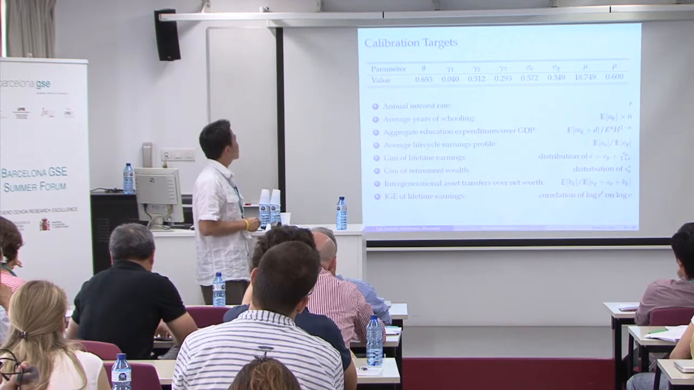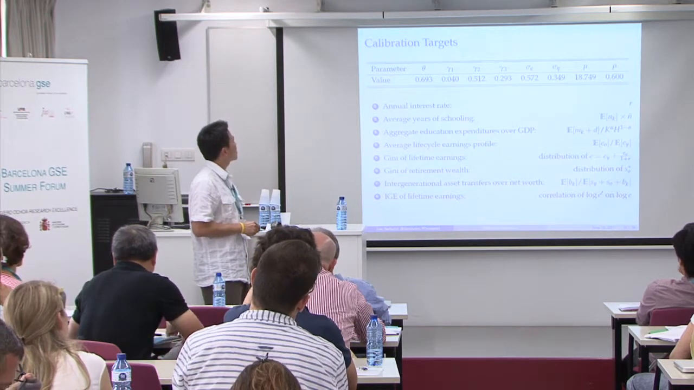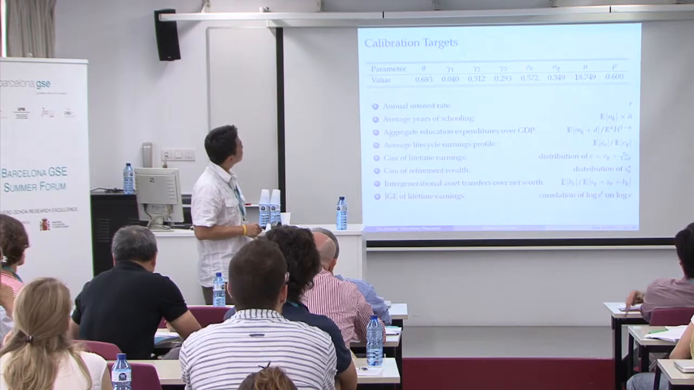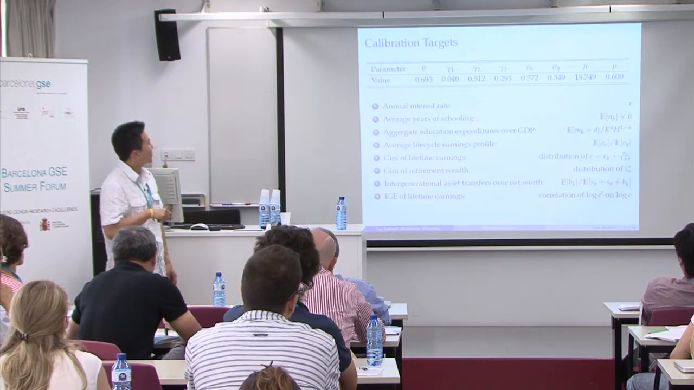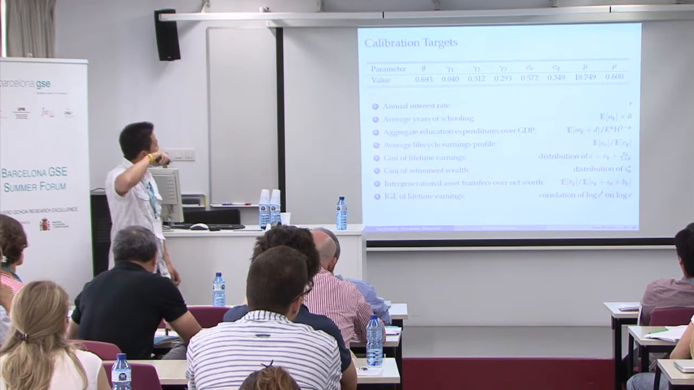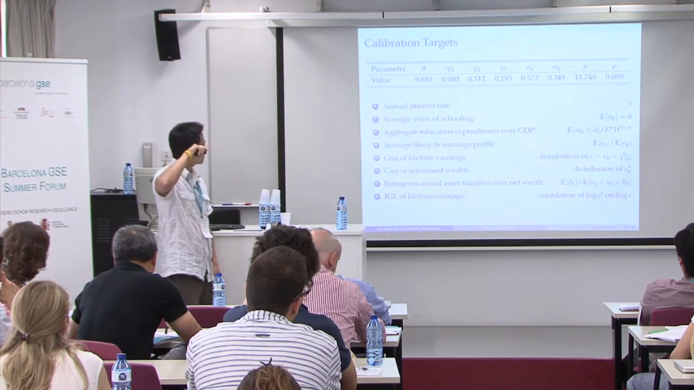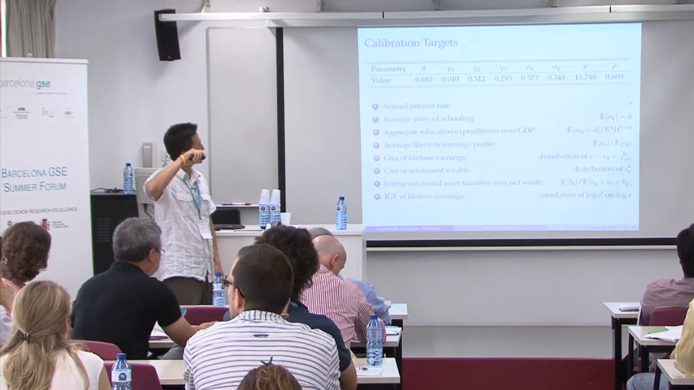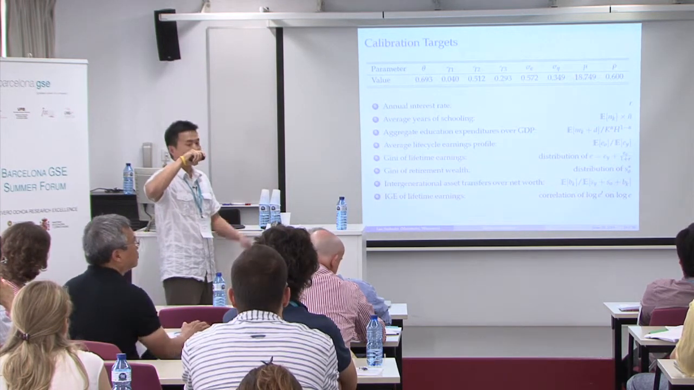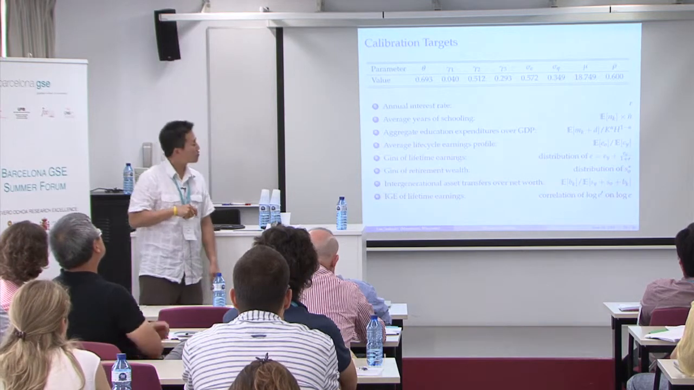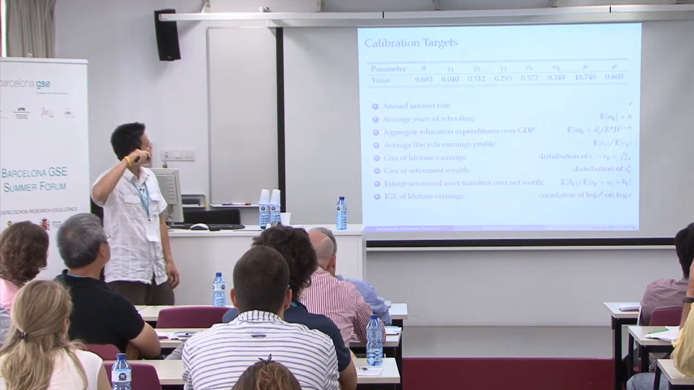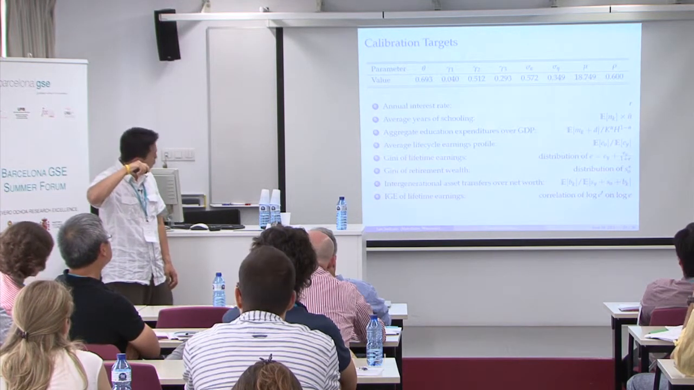So basically, we're trying to calibrate these 8 parameters to match these 8 moments. Okay? The annual interest rate is standard. For the average years of schooling and the aggregate education expenditures, this is going to be some function of the time and goods inputs into human capital formation. So that's how we set gamma 1 and gamma 2.